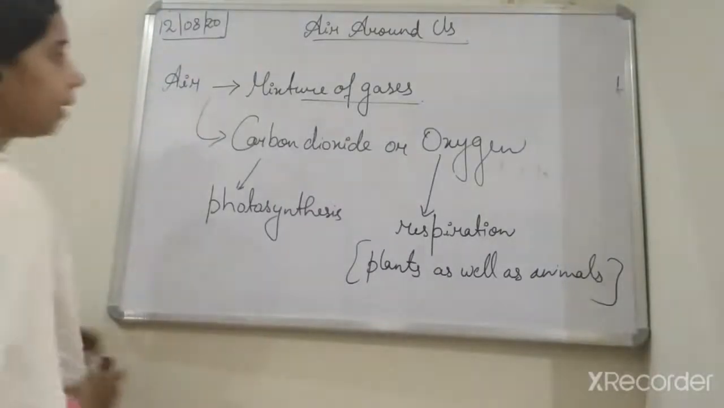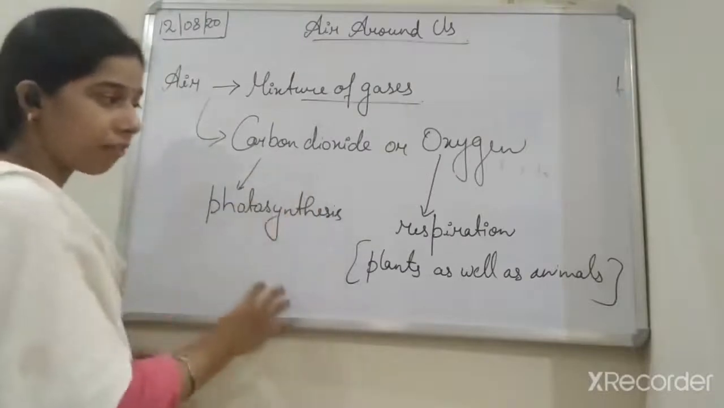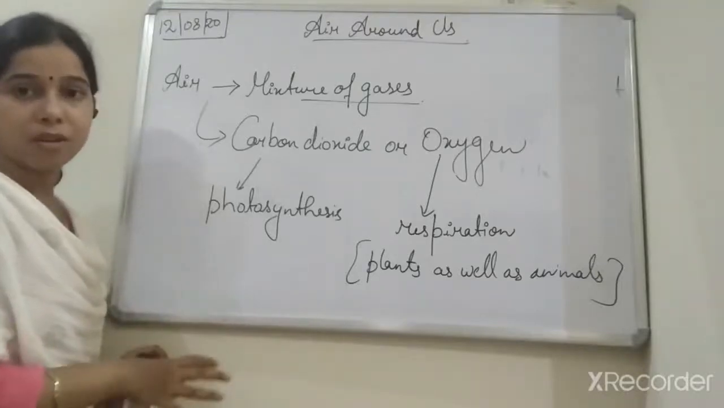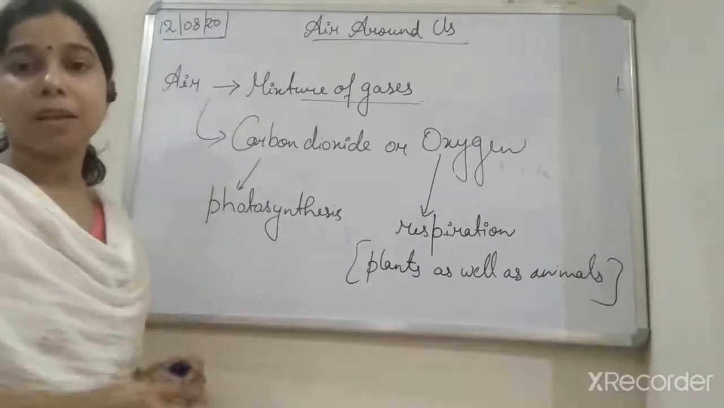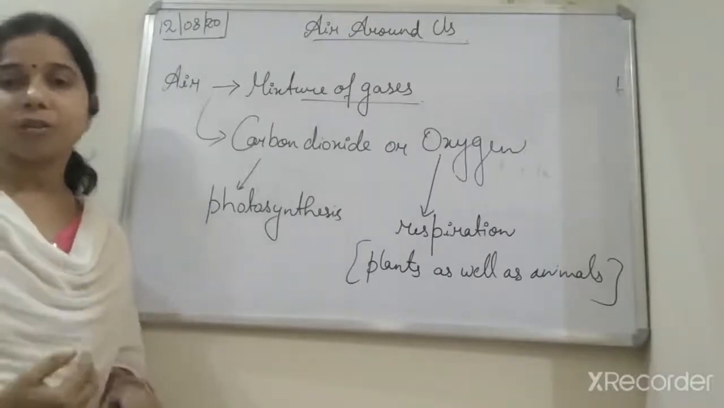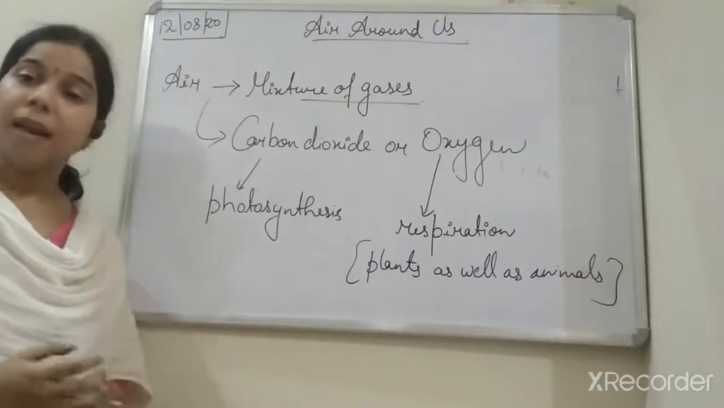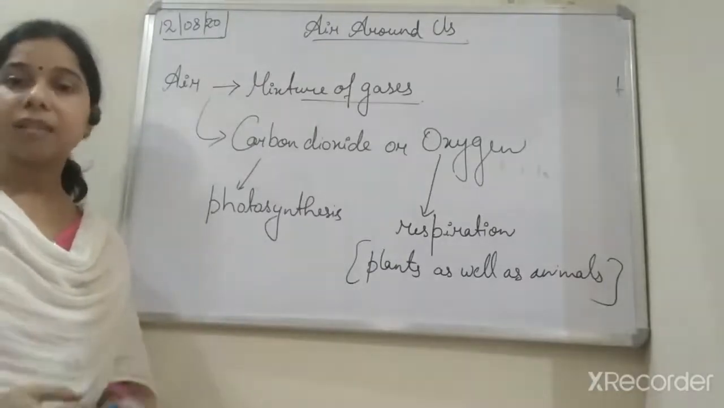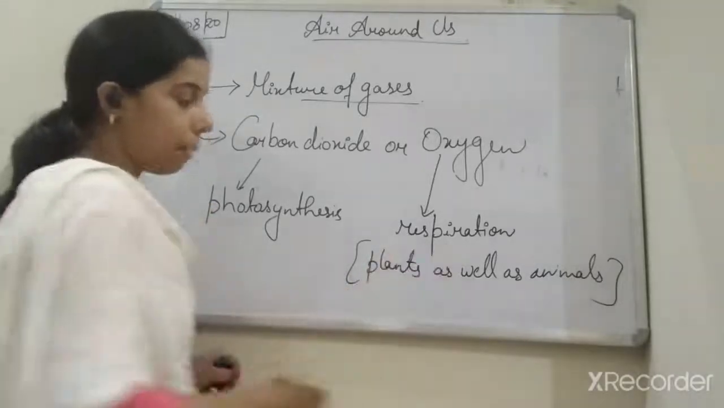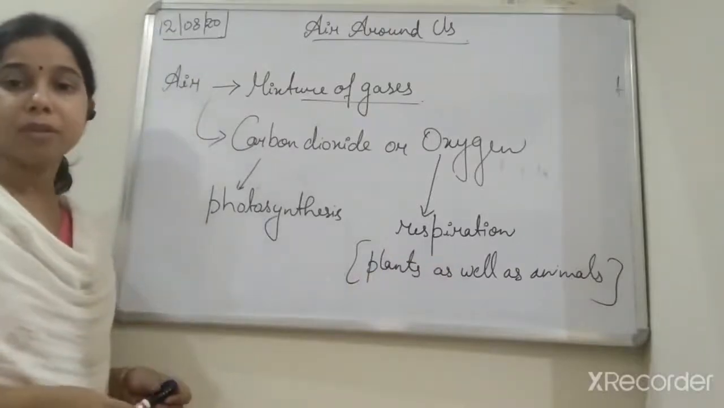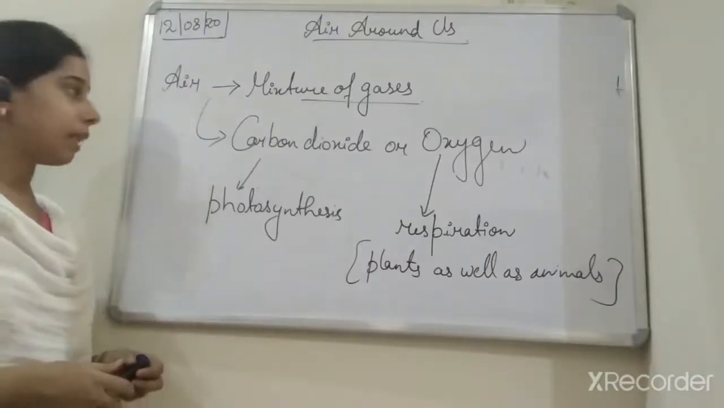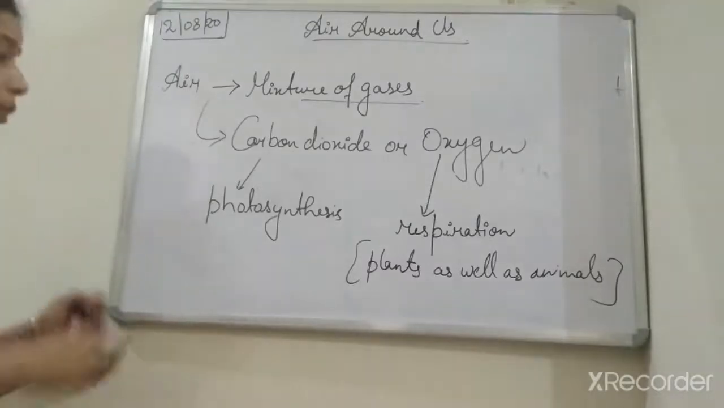So we can say that air is a mixture of gases consisting of different gases. Out of that, students, we will discuss later also the use of carbon dioxide and oxygen. But if a sentence came that we cannot survive without air, that is basically talking about carbon dioxide and oxygen, in which the carbon dioxide helps in the process of photosynthesis. Plants prepare their food with the help of carbon dioxide, and respiration is performed by the plants as well as by the animals to get energy, and this is performed with the help of oxygen. Okay, so we can say that it helps in the survival of living organisms.